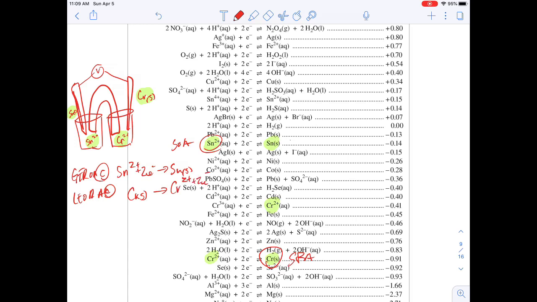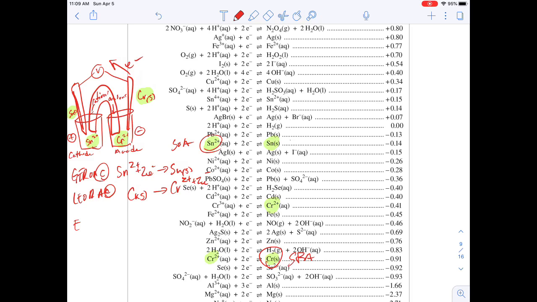The electrons are going to be traveling through the external circuit from the chromium. This is my anode, and this is my cathode. My cathode is the positive, and my anode is the negative. My cations are going to go to the cathode, and my anions are going to go to the anode through the salt bridge.